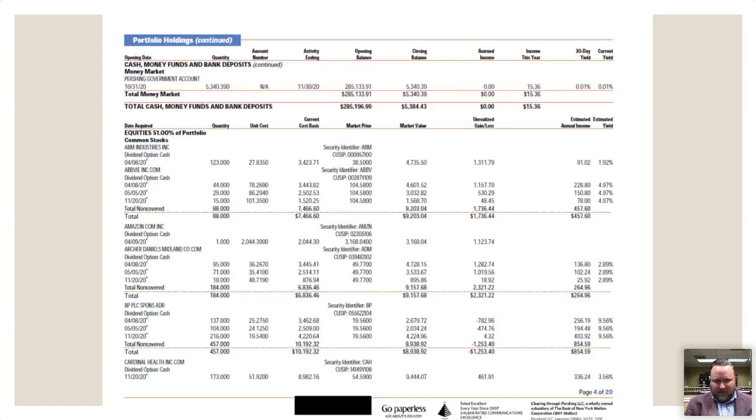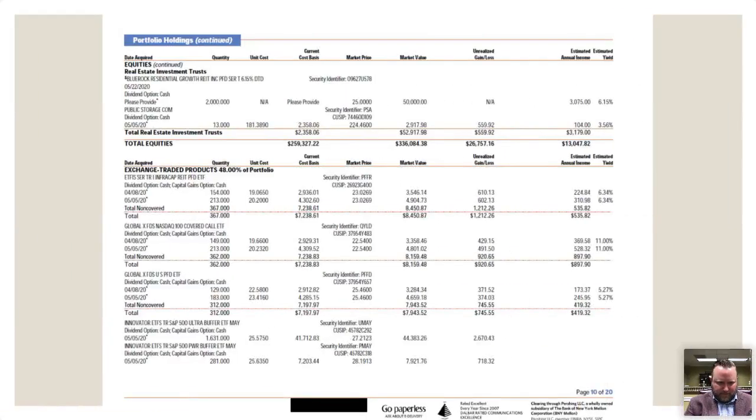Any questions so far? All right. Stop me if you have any questions. I'm just trying to give you an overview of terminology and what each column means.